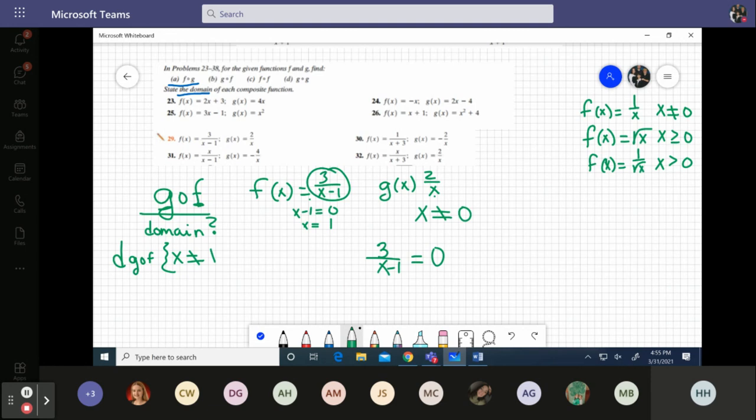How would I start solving that? A rational equation, you always start with multiplying by that denominator. Well, these two cancel, but this is a 0, and I get 3 is equal to 0. And that's a no solution, right? So that means there is no number that would give me a 0. And that means I'm done.